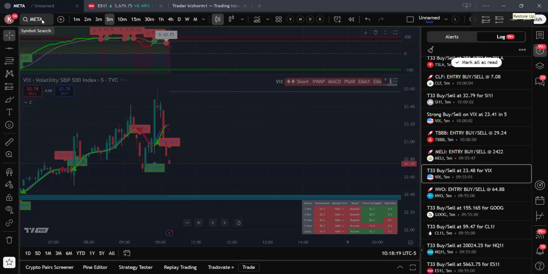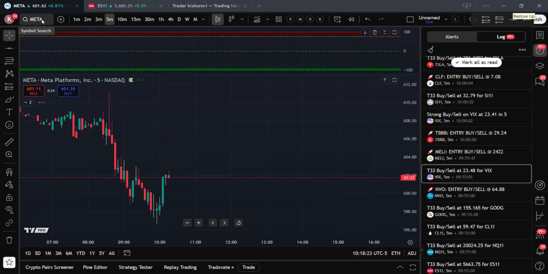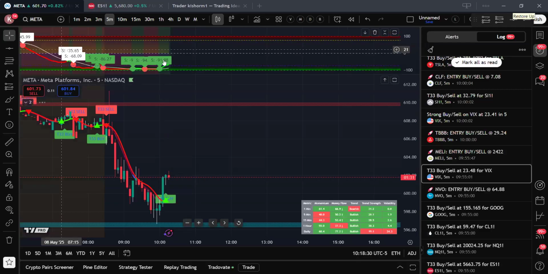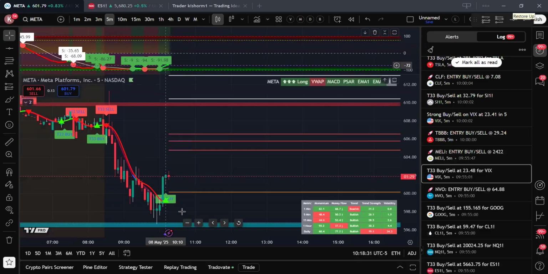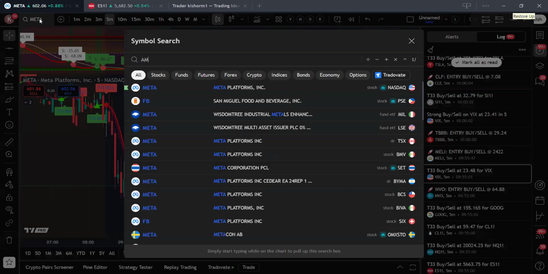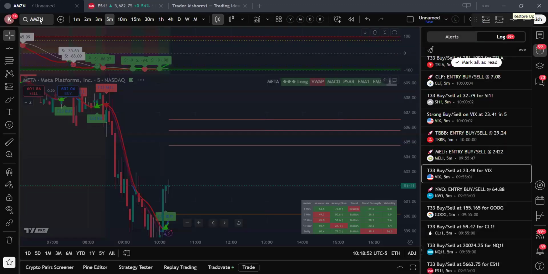Meta Amazon should move well. So here Meta came all the way to the bottom. Started, you got a buy signal. Most of it is green here. It is bouncing from the bottom. Most of the table is green. You got a buy. So there is a high possibility for Meta to go all the way till 604, 605. The same way Amazon is also moving good.